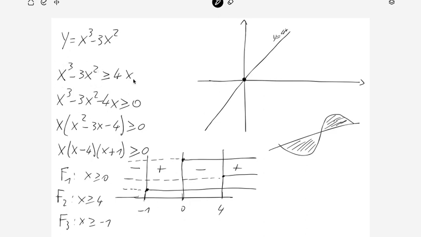x cubed minus 3x squared is greater than 4x here, because this is greater than 4x when this quantity is positive, and this quantity is positive here and here. So, between -1 and 0, the function is above the straight line. Then it goes to -infinity, because this function goes to -infinity. From 0 and 4, this function is below the straight line.